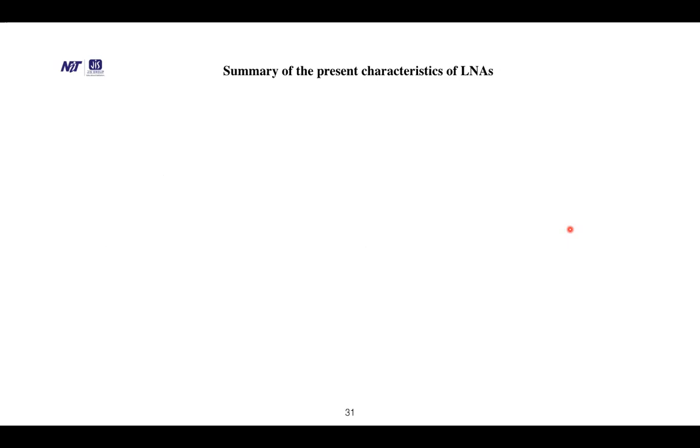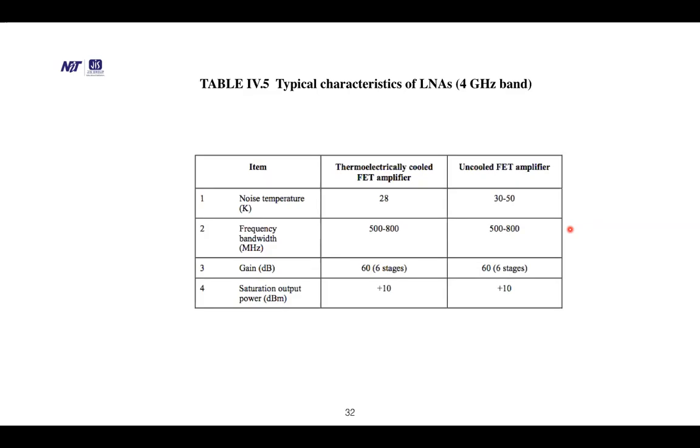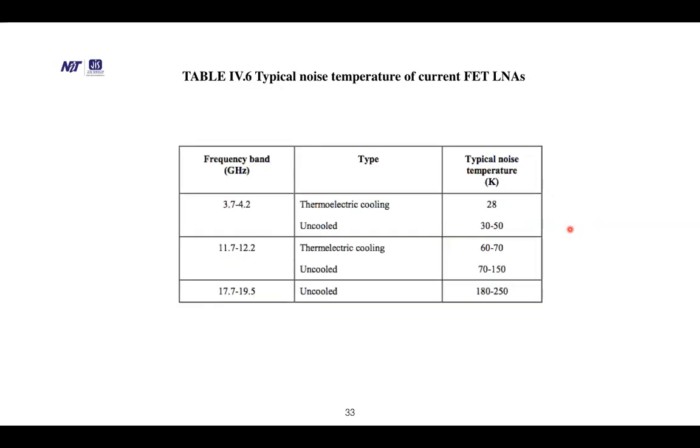Summary of the present characteristics of low noise amplifiers. FET noise temperature is 28, uncooled FET amplifier 30 to 50. It is for the 4 GHz band. Frequency bandwidth for a FET amplifier 500 to 800, uncooled FET amplifier 500 to 800. Gain in dB 60 for 6 stages and uncooled FET also 60 for 6 stages. Saturation point power in dBm is plus 10 for 6 stages and it is also plus 10 for 6 stages.